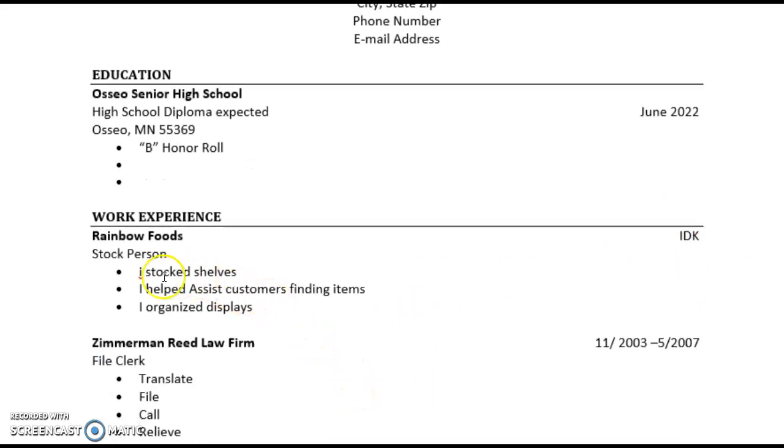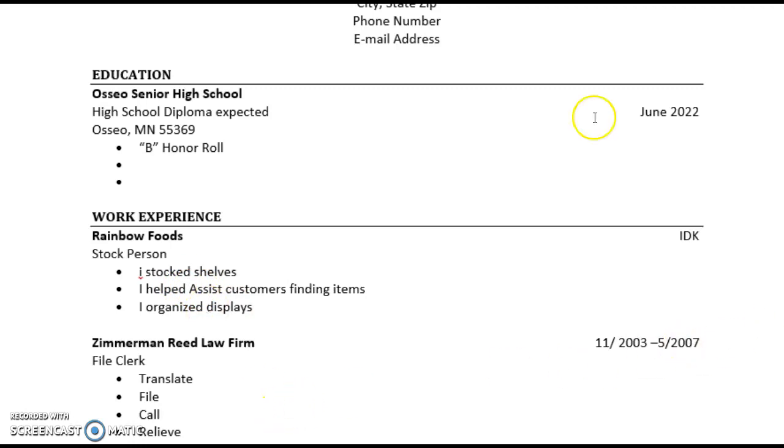The bullet points for our work experience here, not only is it in first person, and we have a typo here, but we don't want to use first person. So: stocked shelves, helped assist customers finding items. We want to make sure that things are punctuated and in uppercase or lowercase as they need to be.